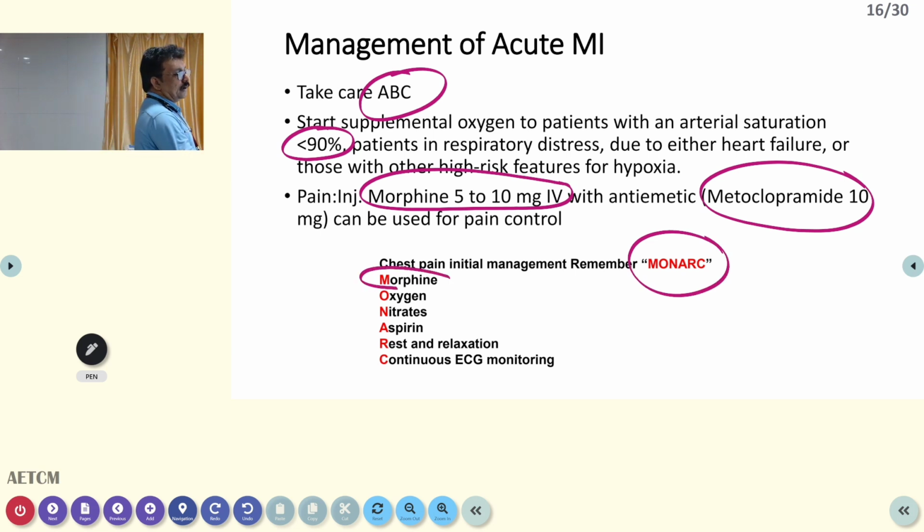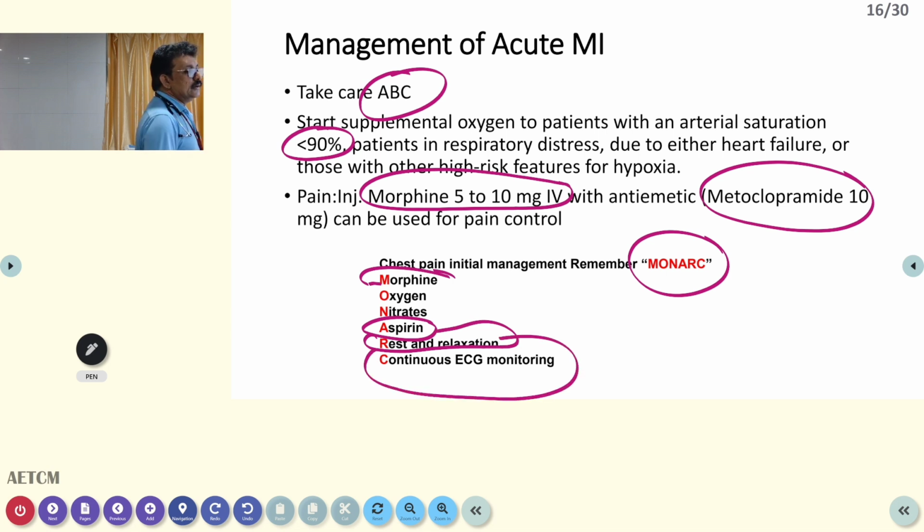Morphine or fentanyl can be given. Fentanyl does not have the side effects of morphine. Oxygen only if there is hypoxemia. Nitrates can be tried to dilate the coronaries, but sometimes it will not work in myocardial infarction. It works only in ischemic heart disease. Aspirin should be given to all patients with coronary pain. Rest and relaxation, anxiety relief, all these things will help the patient. Continuous ECG monitor. So this should be done in emergency room as an acute treatment.